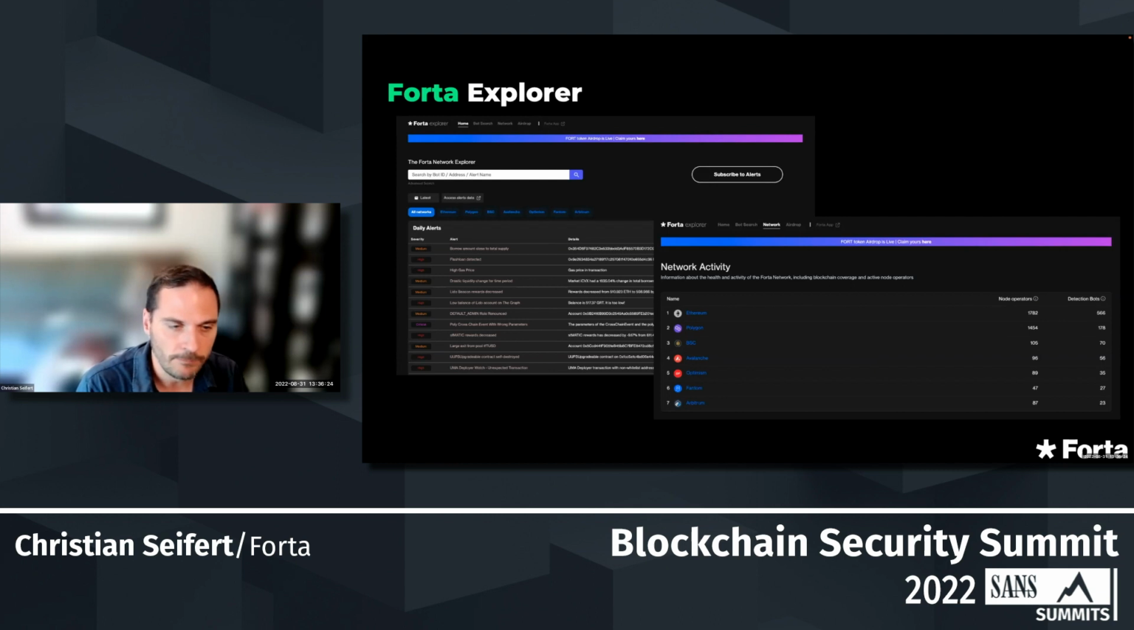The FORTA Explorer is essentially, think of it as Etherscan for the FORTA network, that allows you to explore the FORTA network. So you're able to look at the scan nodes that are making up the network. You're able to look at the bots that are deployed on the network, and you're able to explore the alerts that are raised by these detection bots. And with each alert, you get a whole bunch of additional metadata, like a pointer to the transaction, the block, as well as all the addresses, for instance, that were involved in the particular transaction.